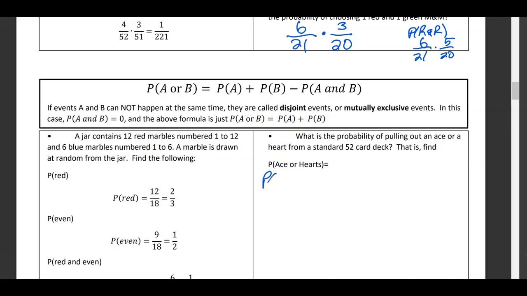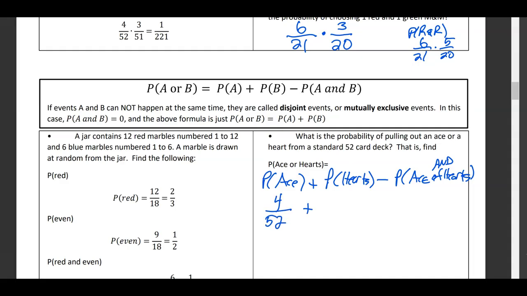So this would be the probability of ace plus the probability of hearts minus the probability of ace of hearts, the and. Aces, 4 out of 52. Hearts, 13 out of 52. Ace of hearts, 1 out of 52. And we have 16 out of 52, which then you would reduce. 8, 4 out of 13. I think it's 4 out of 13.